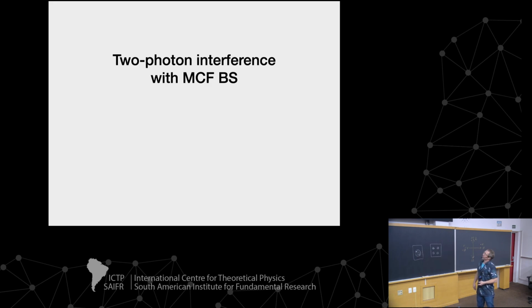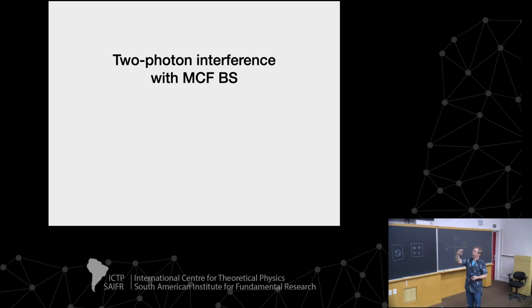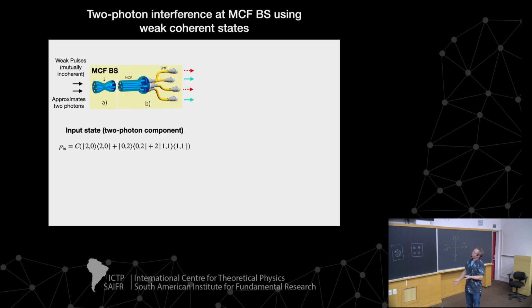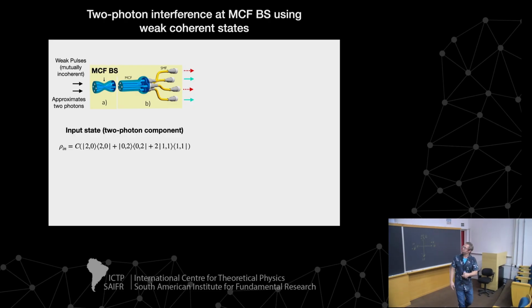So, of course, I already mentioned this 2 photon interference. And something we did a while ago, back in the beginning, was to check 2 photon interference in a multi-core fiber beam splitter. This is something you can do, and it's important for many different protocols, and even for, like I said, measurement device independent QKD.